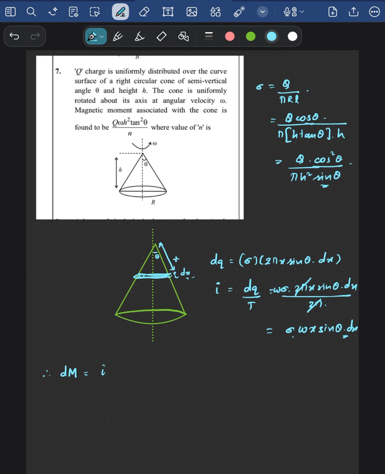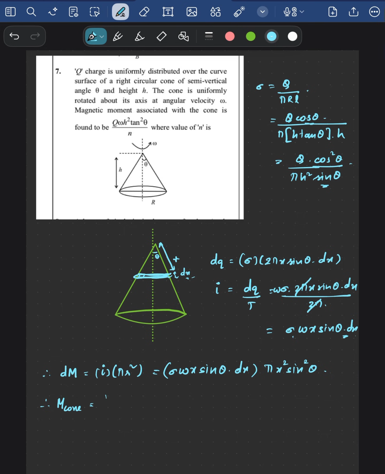Your magnetic moment of this loop then will become equal to I into pi r squared. So that will become equal to sigma omega x sin theta into dx multiplied with pi into r squared, and r value is equal to x sin theta, so that becomes x squared sin square theta. So this is your magnetic moment of this loop alone. So what will be your magnetic moment of the entire cone?